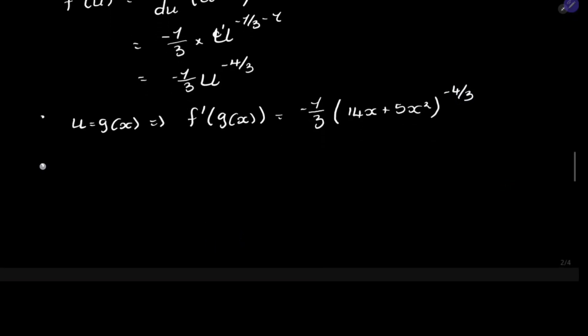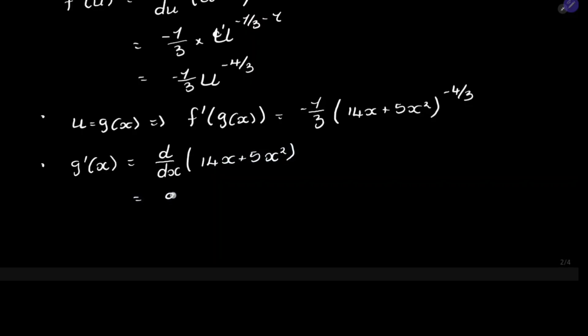Our next step asks us to multiply this by the derivative of g of x. But first of all, we need to calculate the derivative of g of x. So g prime of x is equal to the derivative with respect to x of 14x plus 5x squared, which is the same as the derivative with respect to x of 14x plus the derivative with respect to x of 5x squared.